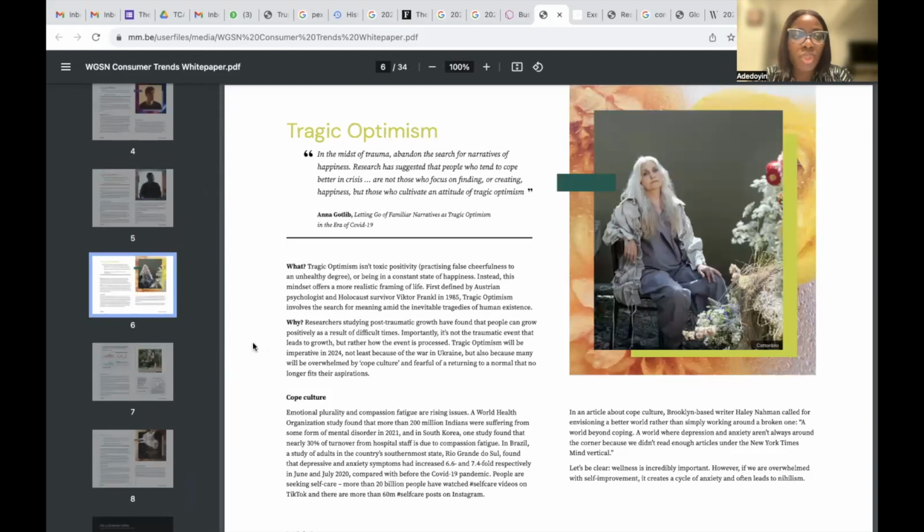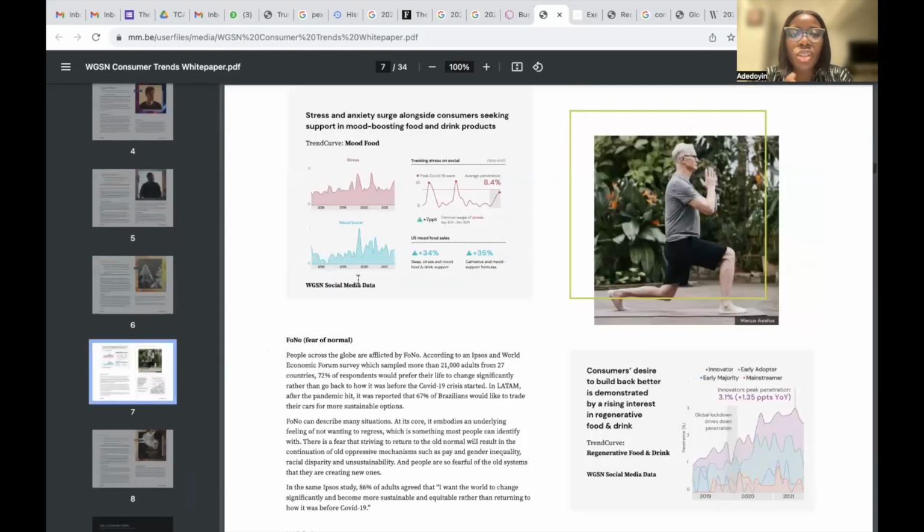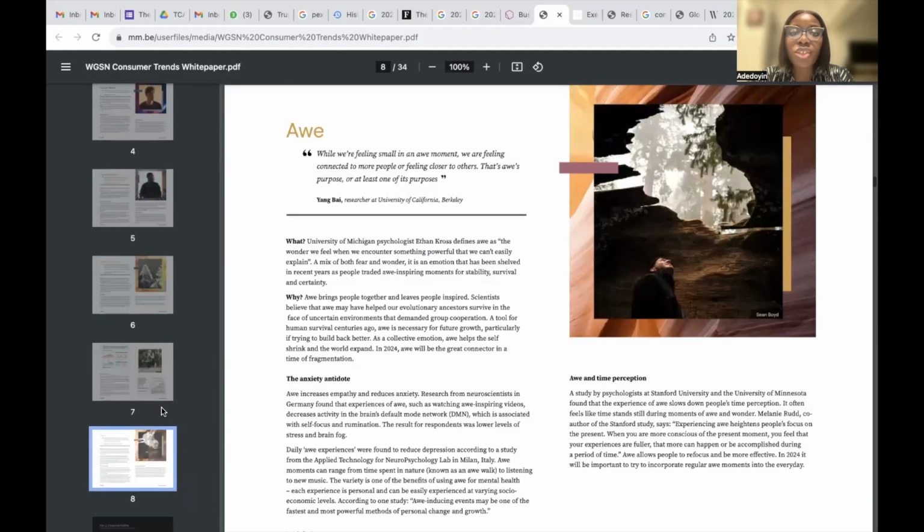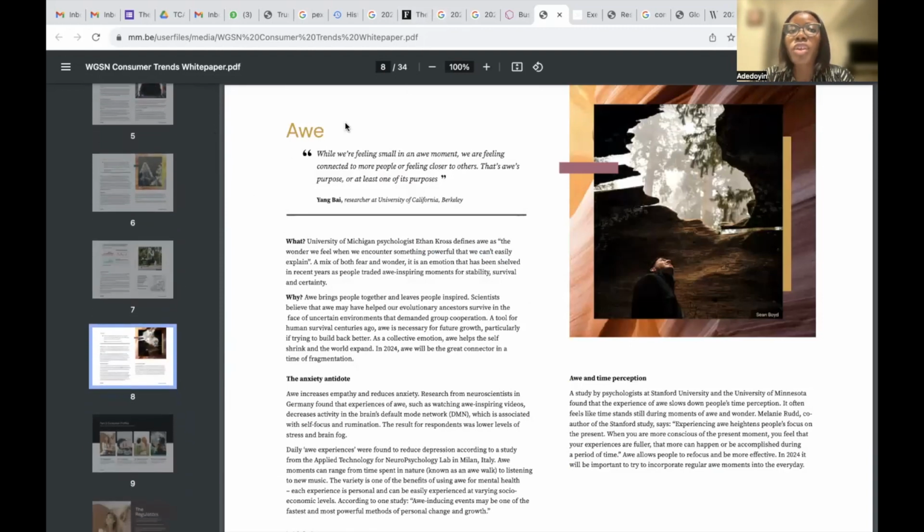They have the tragic optimism, which is about stress and anxiety, fear of normal. It's really interesting, it's 34 pages, but it's worth reading. I like awe because they're telling you how to create awe-inspiring moments. So in your consumer experience, how do you create things that bring a jolt of joy and energy for your consumers? So thinking about your content, thinking about the experiences that you create.